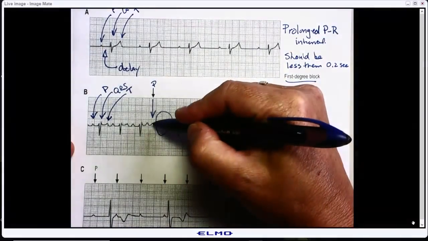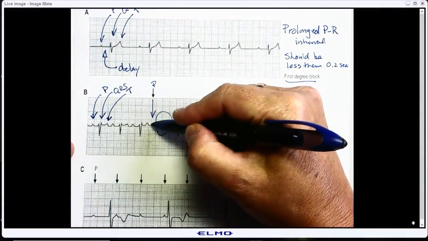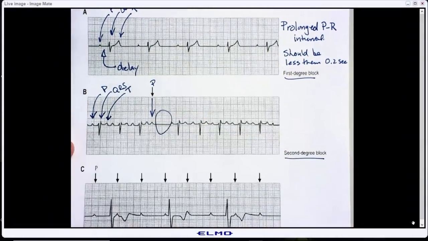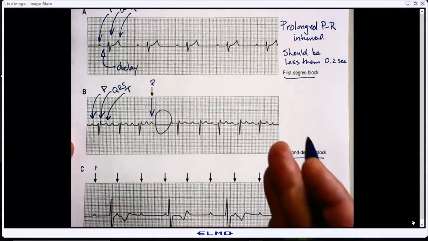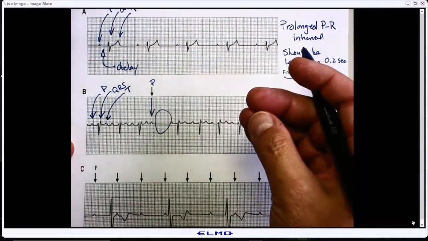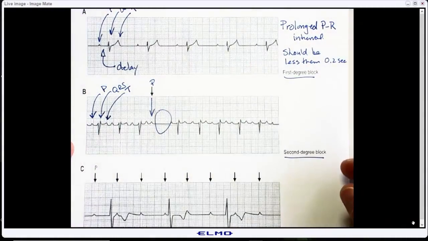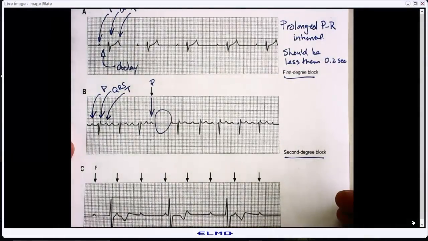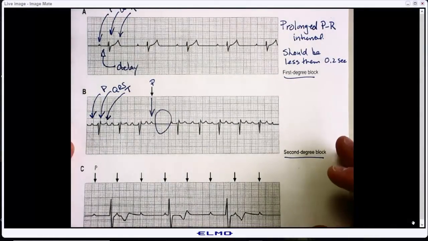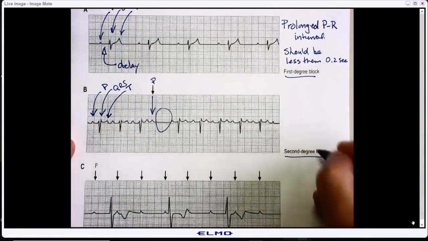But what happened here was not all P's are followed by QRS's, right? So that means that at this juncture, or at this beat in particular, the depolarization went as far as the atria, and then it didn't get any further because it didn't get into the ventricles to give us that ventricular depolarization and repolarization.